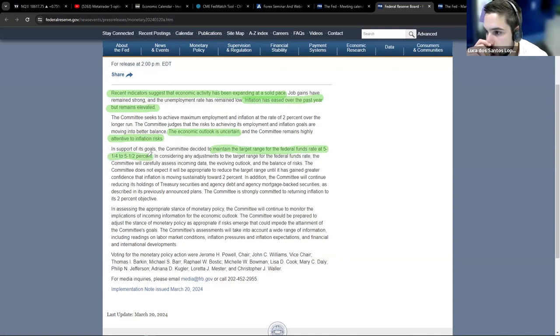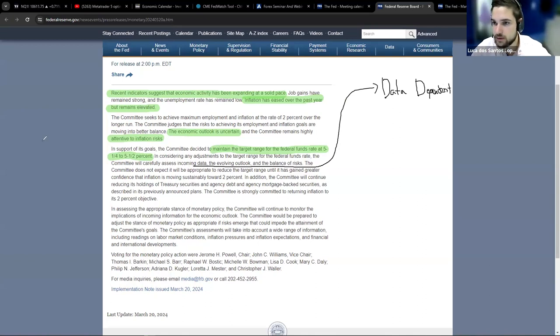In considering any adjustments to the target range for the federal funds rate, the committee will carefully assess incoming data. So basically, when we have something like this, it's pretty easy to understand. They are looking at data, they are basically data dependent. Okay, so incoming data means data dependent.